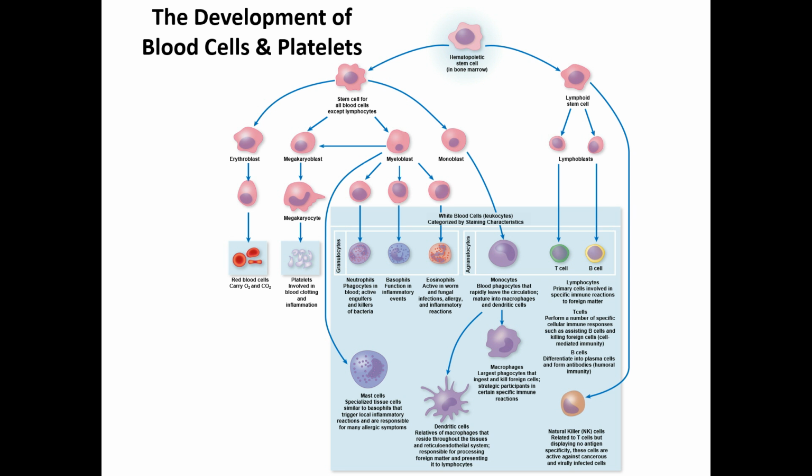All right, your T and B cells. So we're talking about B cells, humoral immunity, production of antibodies. T cells are cell-mediated immunity. And you also have a group of cells referred to as natural killer cells.